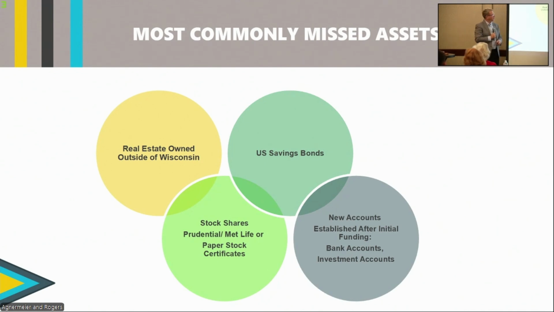So we want to make sure that if you acquire property outside of the state, you either let us know, hopefully before you acquire it, but at least right afterwards, so we can get it tied into your estate. Some people have savings bonds that they may have gotten as some promotion, or they were part of a payroll savings program that used to be popular years ago. And those are also items that we find out.